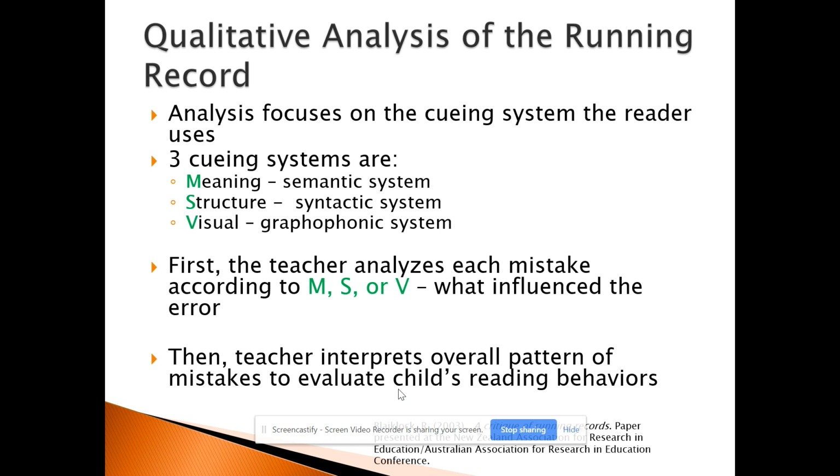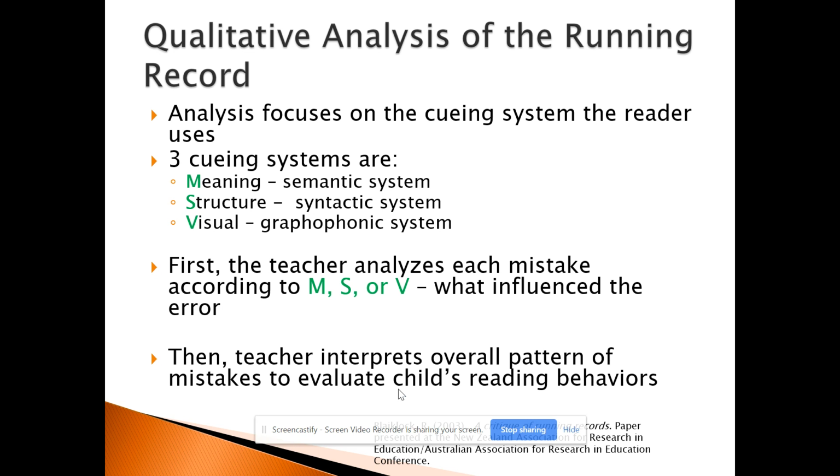And you might have noticed on the example of the running record that was in a previous slide, there are 2 columns of MSV analysis that we will identify. We're going to be looking at whether the student, when they made a mistake in reading, were they using their meaning cue, were they using their structure cue, or were they using their visual cue?